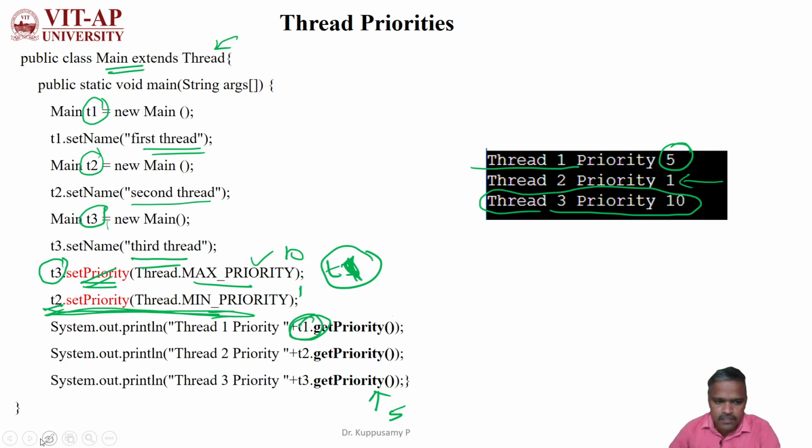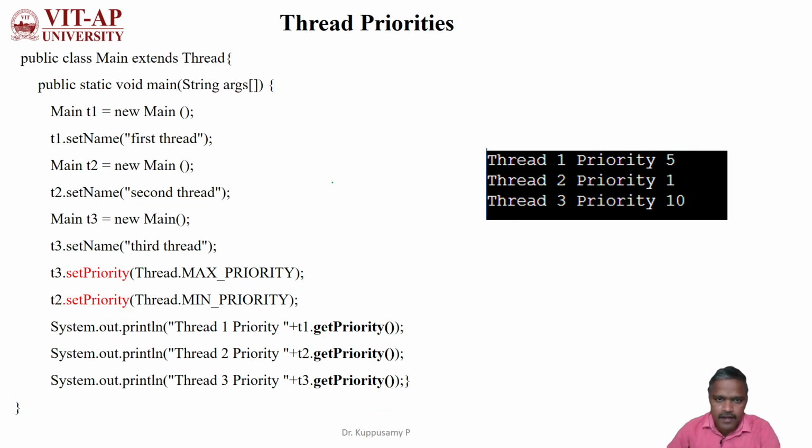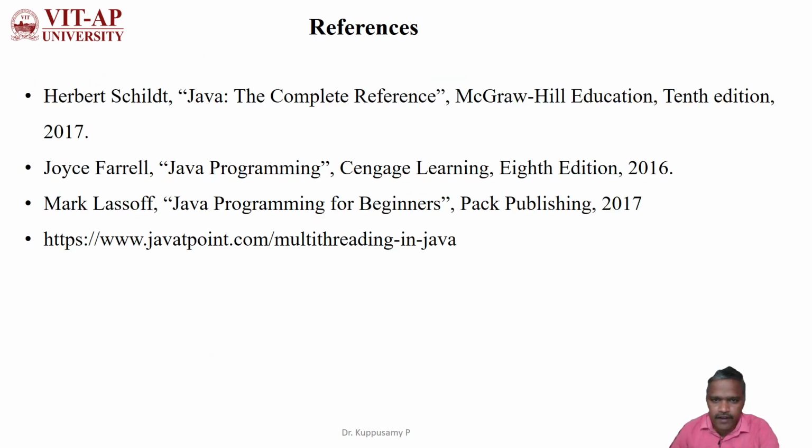From this we should observe that we can assign the priority to any thread, and lower priority threads can be preempted by higher priority threads. If you want to access the priority value, you can use the getPriority method. If you want to assign the priority, we can use the setPriority method. By default the maximum priority is 10 and the minimum priority is 1. Normal priority is 5. Whenever you create a thread, by default it will have the normal priority value 5. Thanks for watching.